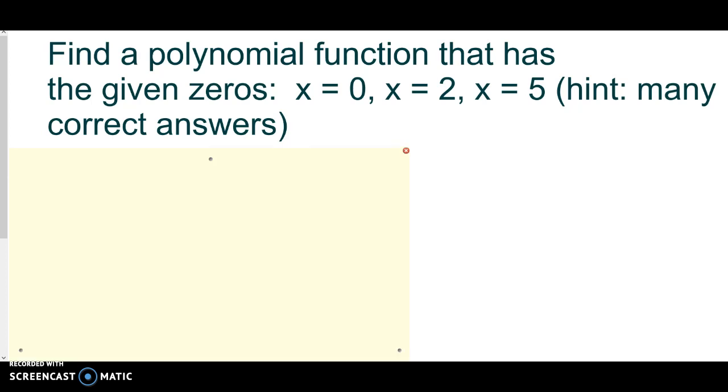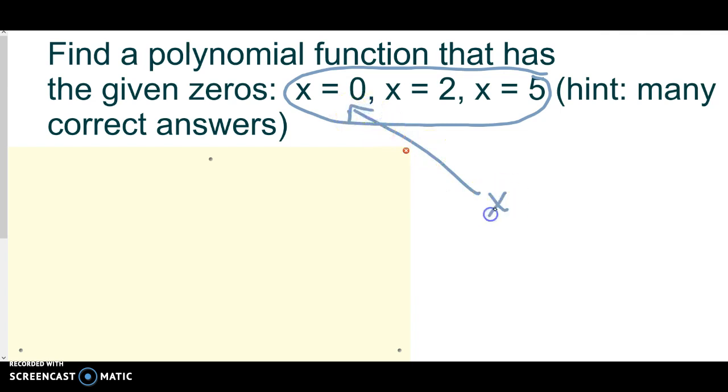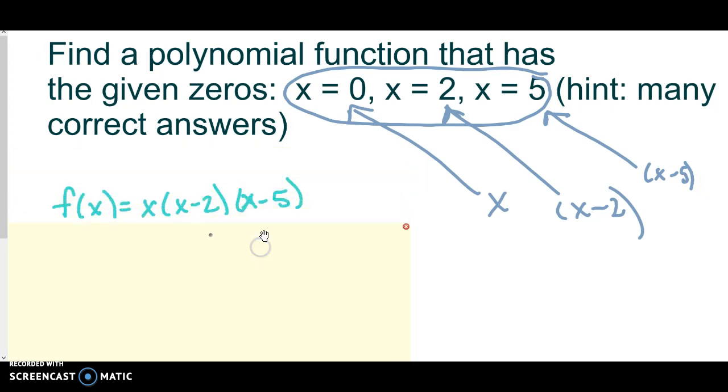Okay, so if you weren't exactly sure where to start, we want to start thinking about these guys right here. What we'd like to do is turn these zeros into factors. So for example, if I know that x equals 0 is one of my zeros, then I know that x is a factor. For this one right here, if x equals 2 is a zero, then x minus 2 must be a factor. And last but not least, if x equals 5 is a zero, then x minus 5 is a factor. Okay? So once we turn these into factors, now we just want to multiply them together.